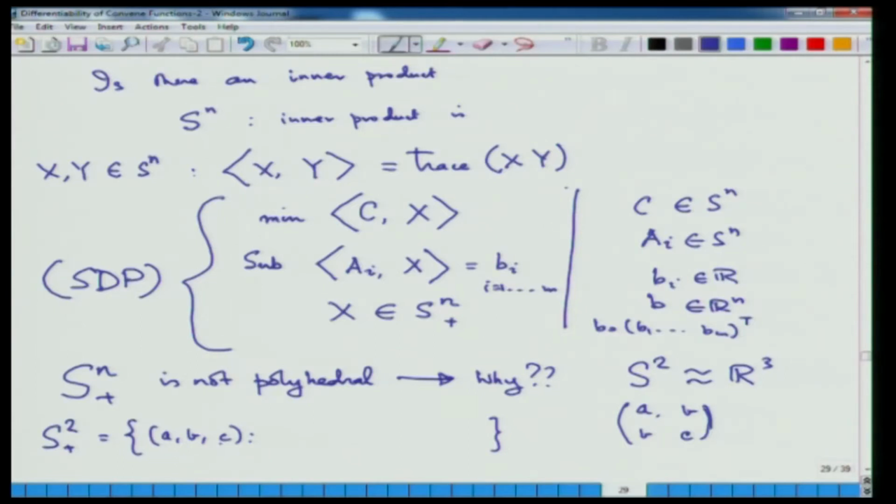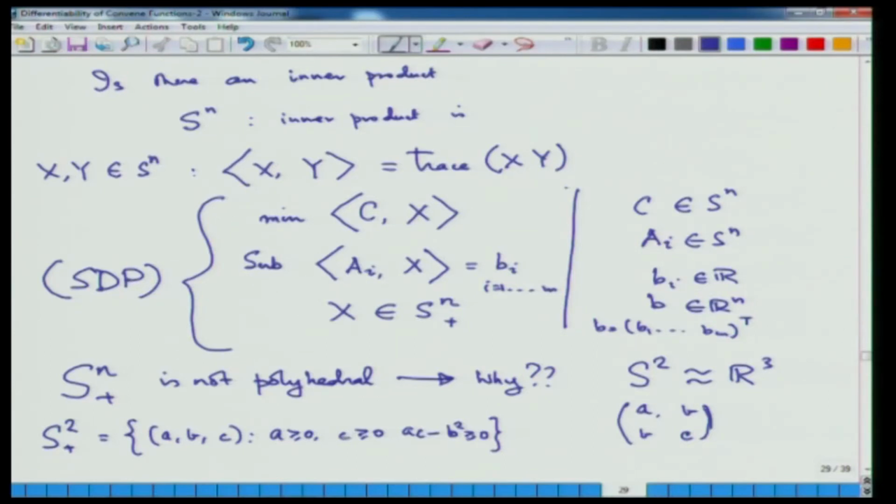Now, what do I mean by this matrix being positive semi definite? It simply means that I should have A greater than or equal to 0, C greater than or equal to 0, that is, the principal minors are greater than or equal to 0, and A C minus B square is greater than or equal to 0. Now, if I look at the whole thing in R 3, is it a polyhedral set in R 3? The answer is no, because a polyhedral set is nothing but a set described through linear equations and inequalities. Here I have first two inequalities which are linear, but the third inequality is quadratic, it is not linear. So, this set is not polyhedral.